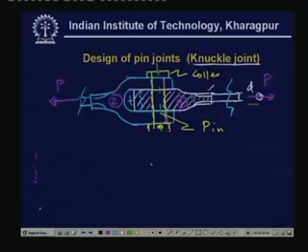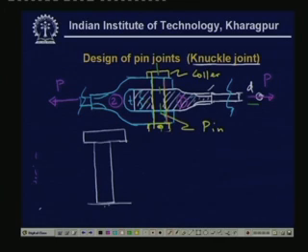So here let us see the pin. This is the pin part. We have a collar here, and this is again the bottom part, which is a ring. Now this part is connected to this fork end, and this part, the middle part, is connected to this I bar end.